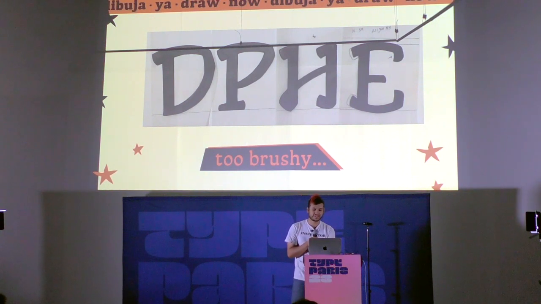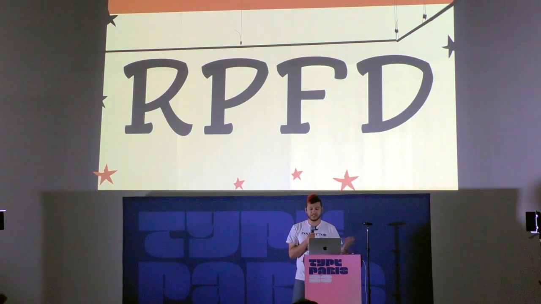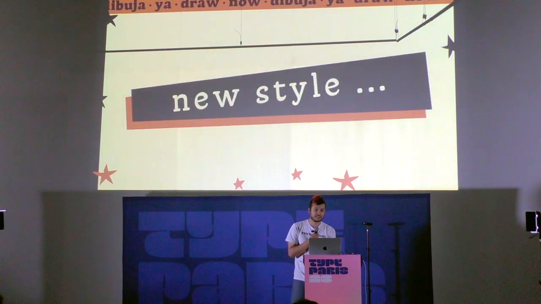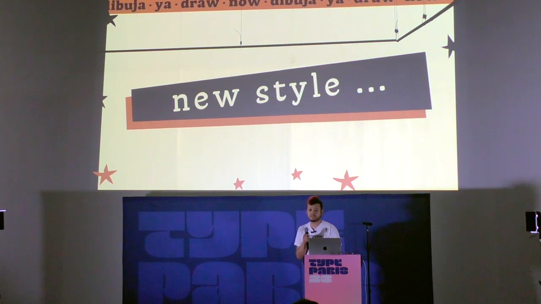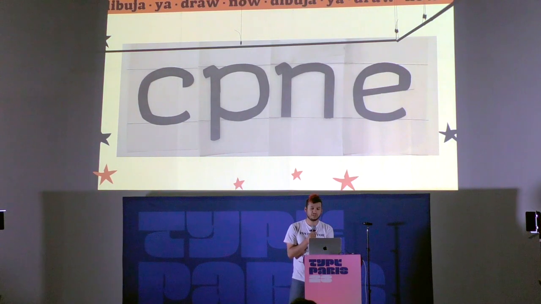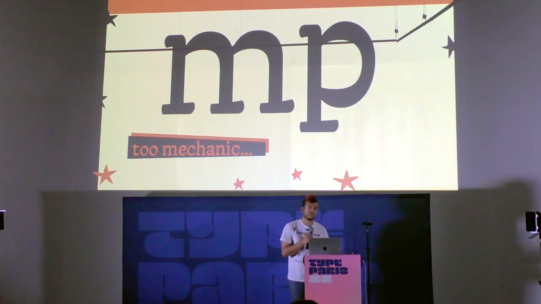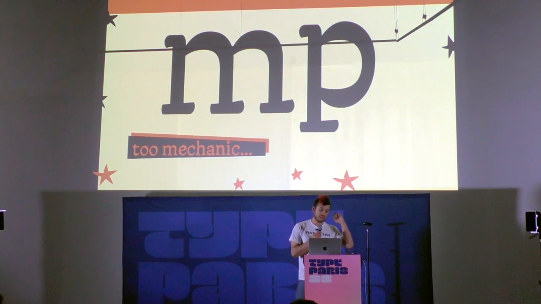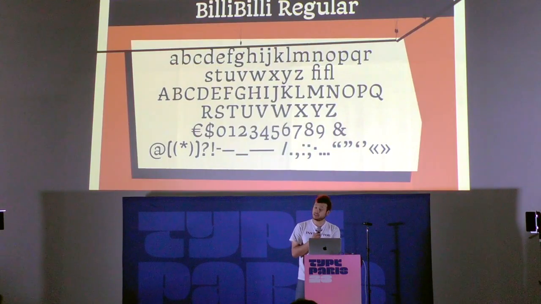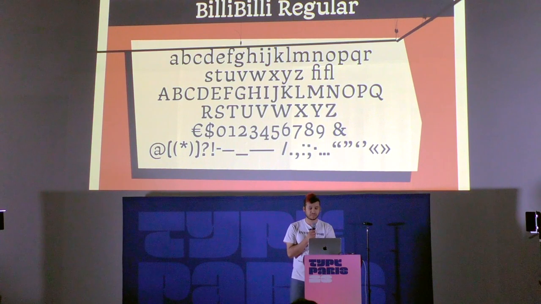So then I did it in leaves. Then the idea was, what can I do? I'm going to do another style. So I did this. It's more subtle, less fun, less calligraphic, less brushy, but it didn't work. It was too mechanical because all my drawings were very organic. Then this is Bilibili regular. Bilibili black.